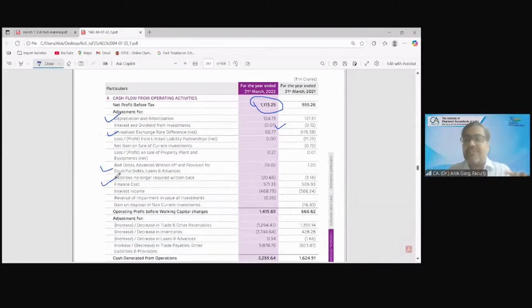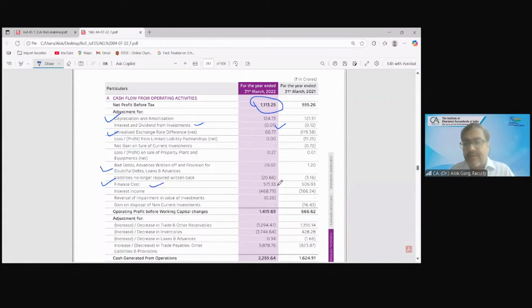Then what will you adjust? The items which are not operating items. The items which belong to investing or financing, right? For example, interest and dividend from investment. This is an investing item. That is why we have reduced it from the profit from operating activity, right? Finance cost. What is my finance cost? It is a financing item. I am paying my finance cost on the debt, on the loan, on the borrowing, right?